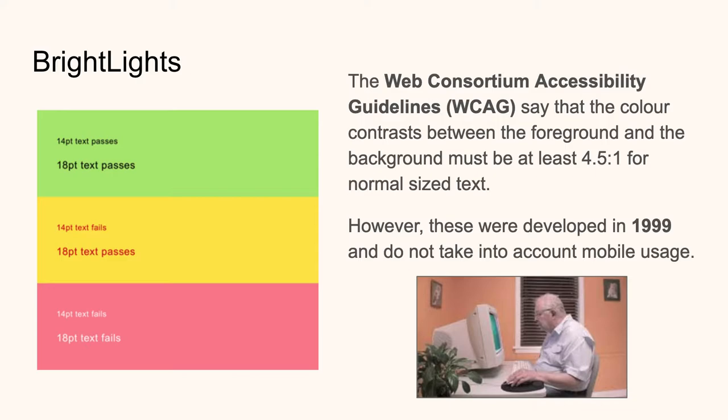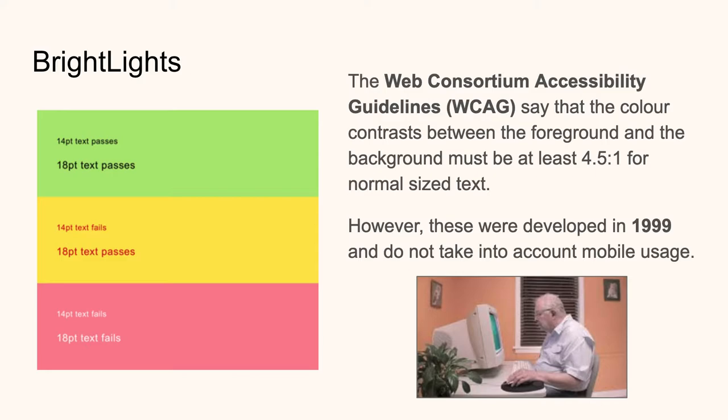Coupled with this, when we want to see things on a screen, there are minimum guidelines between what the foreground and background must be in terms of colour contrast. And they come from the Web Consortium accessibility guidelines. So in order for us to see clearly between the foreground and background, it's got to be 4.5:1 for normal size text. But these guidelines were developed a long time ago, 1999, so 20 years plus, and at that time they didn't take into account mobile usage.